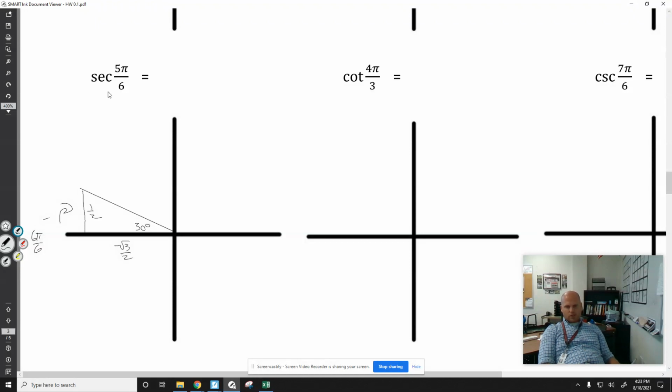Secant's the reciprocal of cosine, so let's find the cosine. It's negative root 3 over 2. So this is negative 2 over root 3. We got to rationalize. Multiply the top and bottom by root 3.